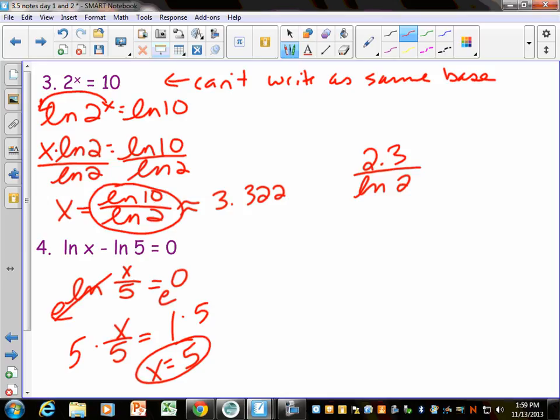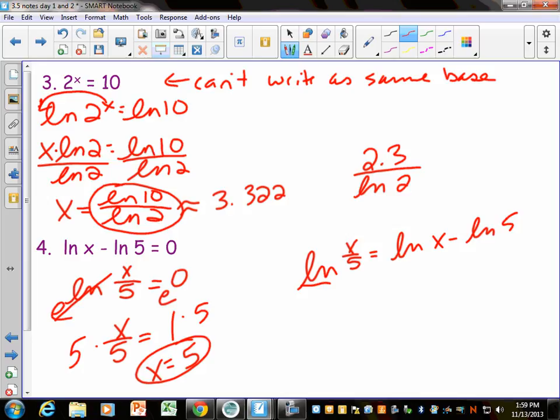Yes, sir? I thought it'd be like ln of x divided by ln of 5. When you put it back together, it's only one ln every time. So when you break it apart, you do 2 of them. But when you put it back together, think about yesterday when we would break it apart as ln of x minus ln of 5. So when you're going backwards, you only write that ln one time, every time.